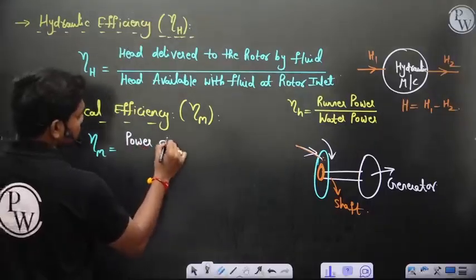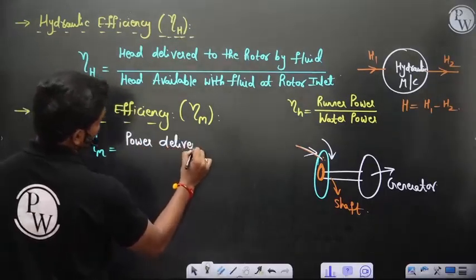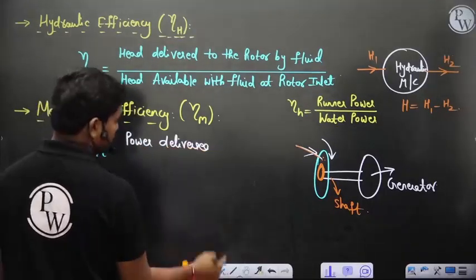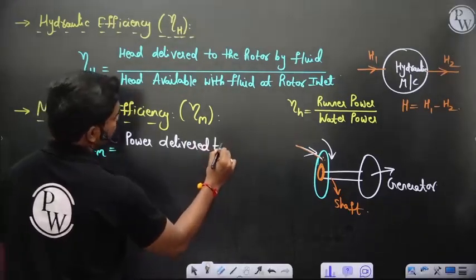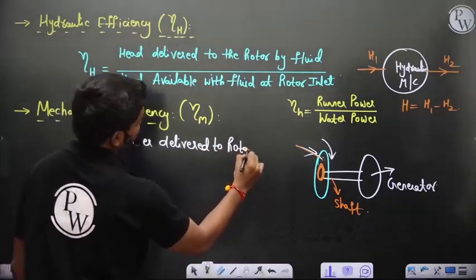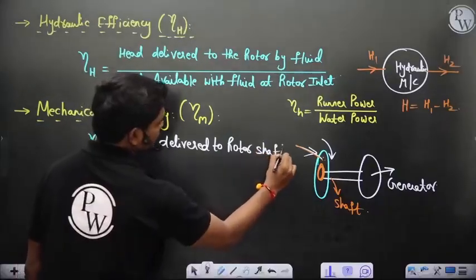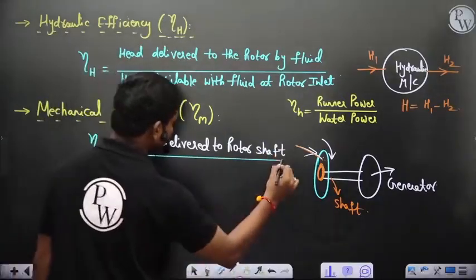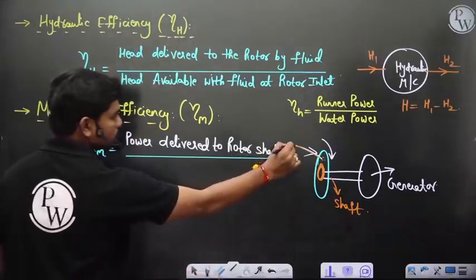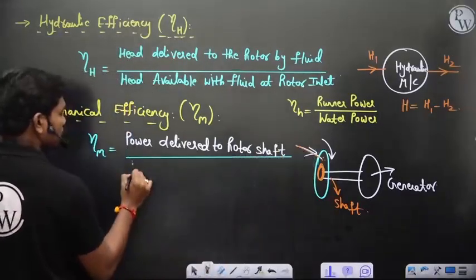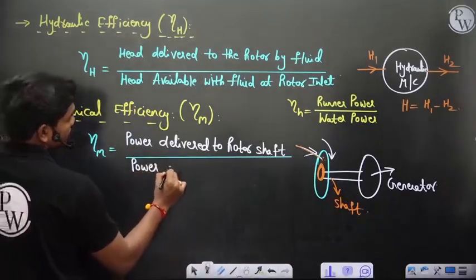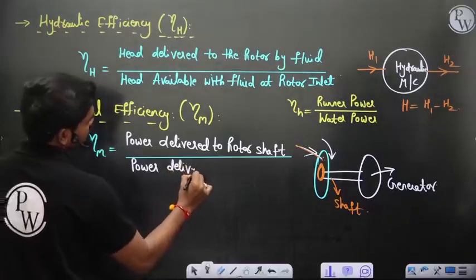Power delivered to the rotor shaft, normally called the shaft power sometimes, divided by power delivered to the rotor.